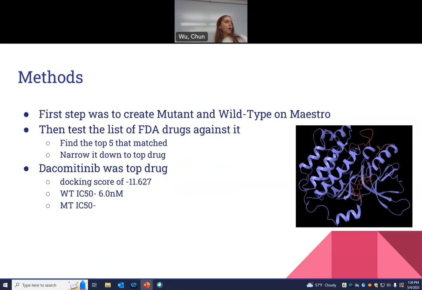The wild type IC50 was found to be 6, and I did not find the mutant IC50 anywhere, so I'm not sure what that is. But Dacomitinib was the top match, and in the picture you can see the drug bound. The drug is in red, and it's bound to the EGFR, which is the purple.